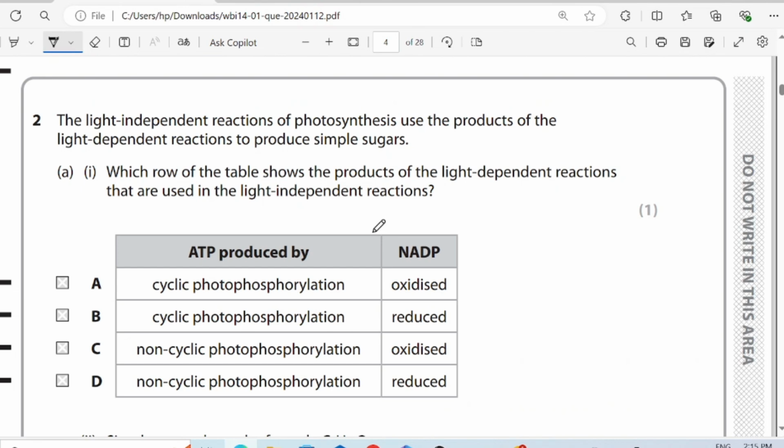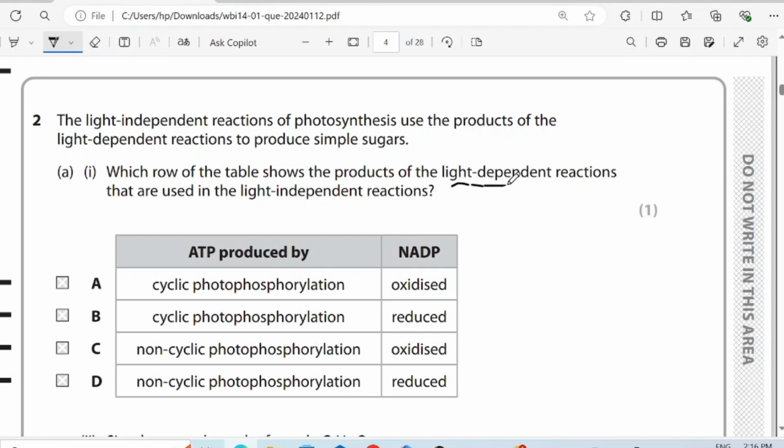Alright, so this is question number 2. The light-dependent reactions of photosynthesis use the products of light-dependent reactions to produce simple sugars. A1, which row of the table shows the products of light-dependent reactions that are used in the light-independent reactions?